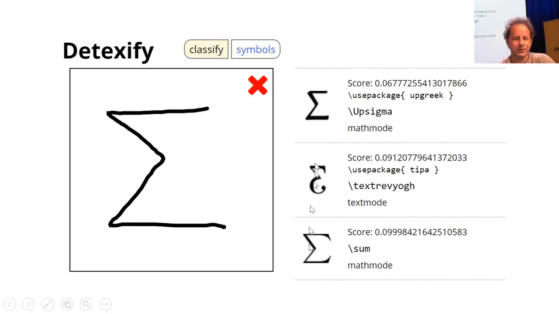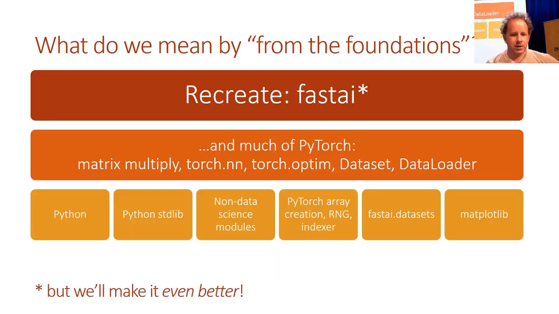There are lots of symbols that look a bit the same, so you will have to use some level of judgment, right? But the thing that it shows here is the LaTeX name, and you can then Google for the LaTeX name to find out what that thing means. Okay, so let's start.